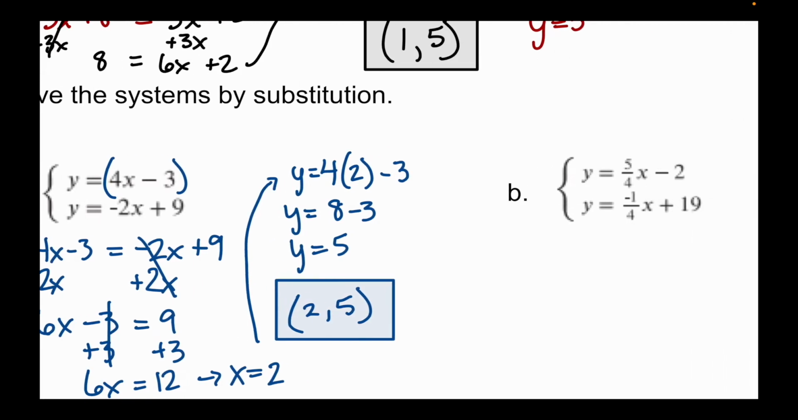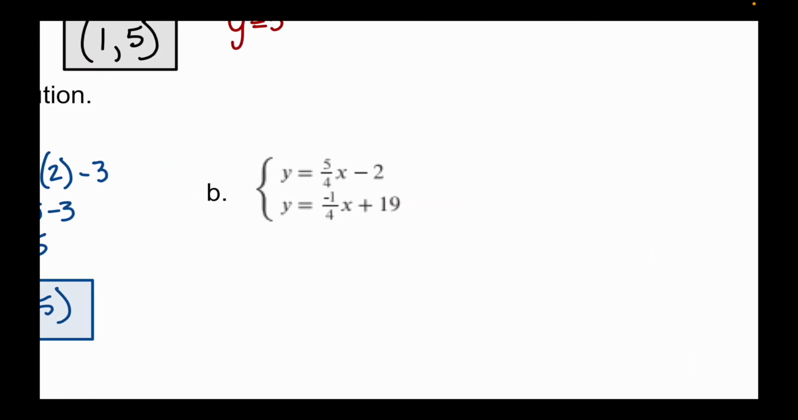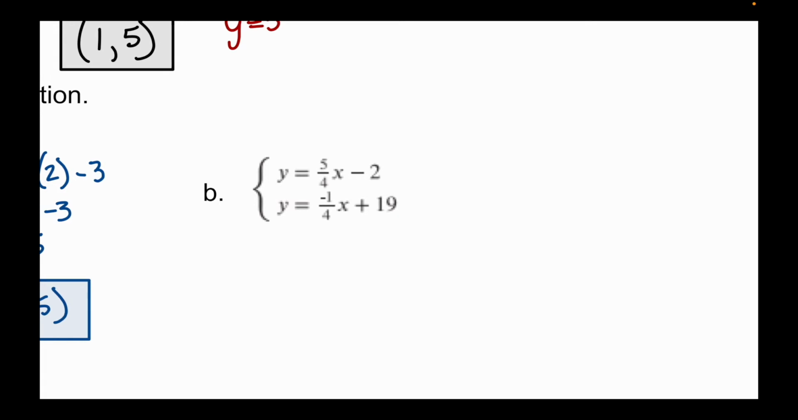I'll do this next one with red, so that way it hopefully stands out a little bit more. We're going to do this fractions part. So I'm going to use this part of the top one as my substitute. We'll have 5 over 4 x minus 2 equals negative 1/4 x plus 19. I'm not actually going to get rid of my fractions yet.